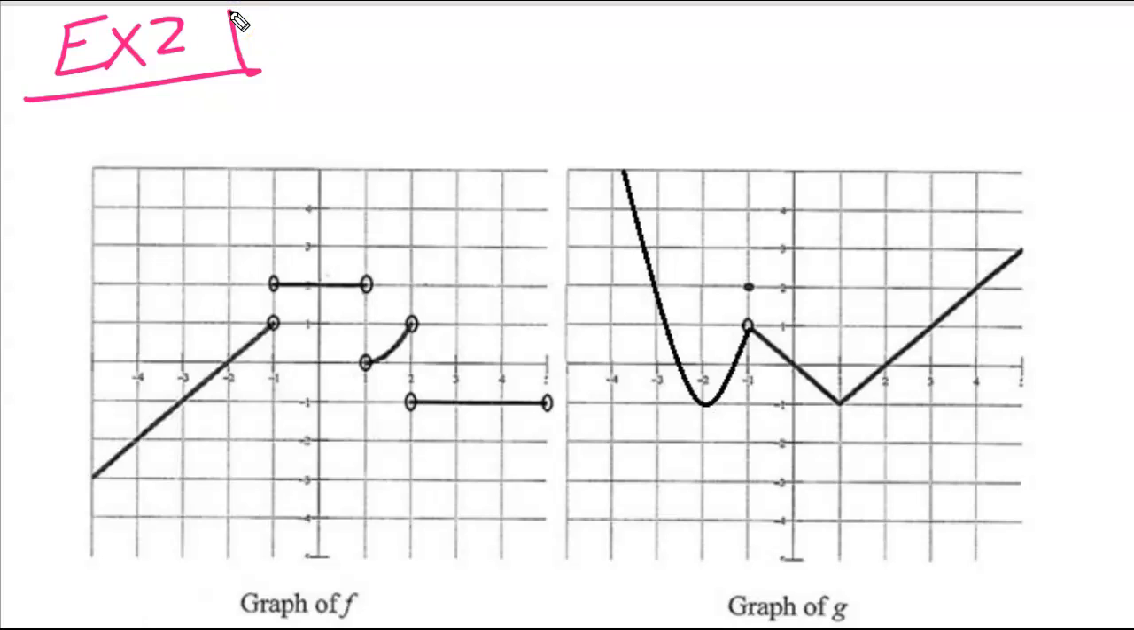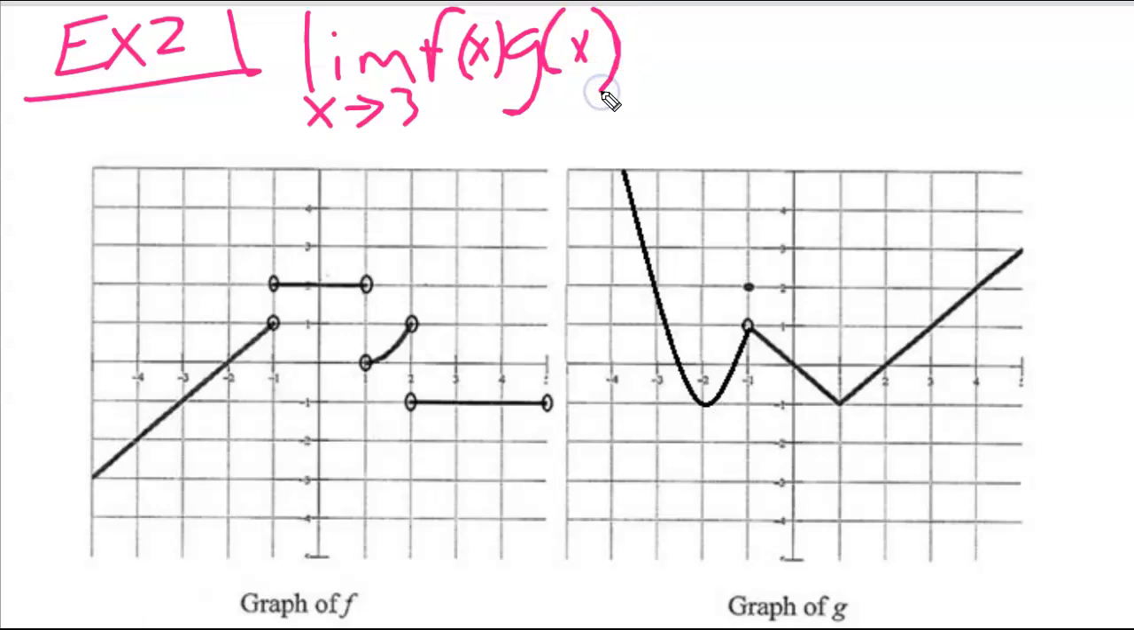All right. So for example 2, we're being asked to find the limit as x approaches 3 of f of x times g of x. And you guys will notice that whenever I was going over the example 1 problems, I did some extra work. Like for instance, this, I would rewrite it like this.